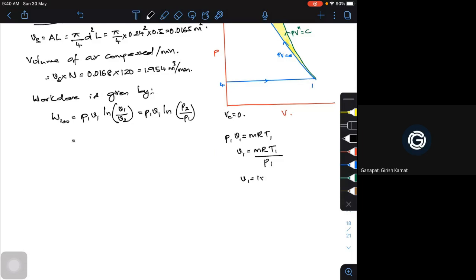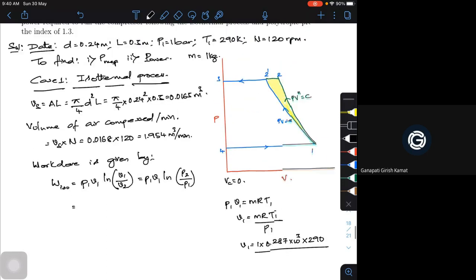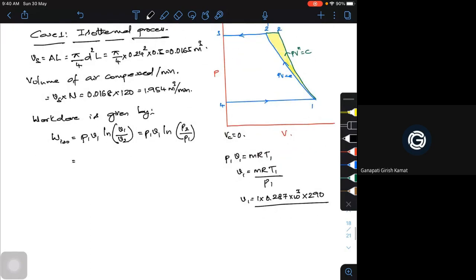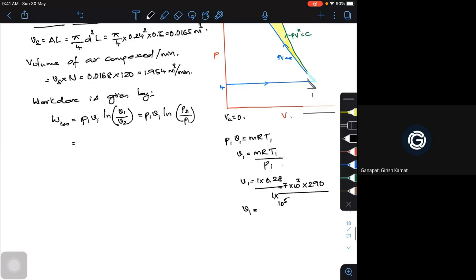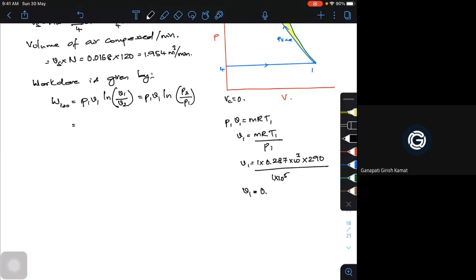V1 is equal to 1 into 0.287 into 10 to the power of 3 into T1 is 290, and your P1 is 1 bar. So 1 into 10 to the power of 5, if I do, I am going to get my V1. It's 0.287 into 290 divided by 1 into 10 to the power of 5. If I do that, I am getting around 0.832 meter cube.